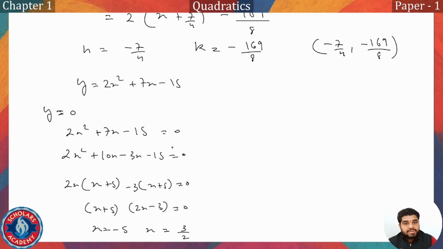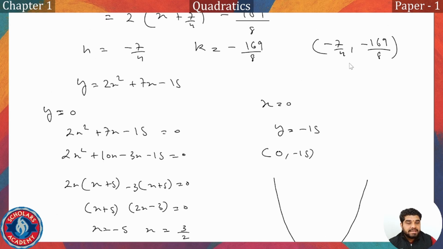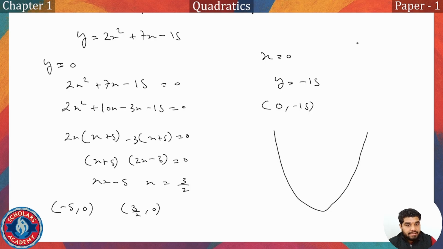Now intersecting points with the y-axis, x is equal to 0. If I substitute that in the equation, I get y is equal to negative 15. I already know the orientation, and 0 comma negative 15 is the point of intersection of the curve and the y-axis. So if I draw the curve, this is the orientation of the curve. The vertex point is negative 7 by 4, negative 169 by 8.